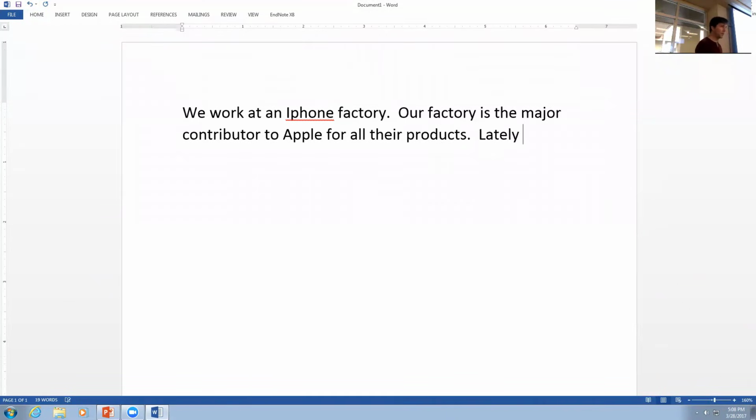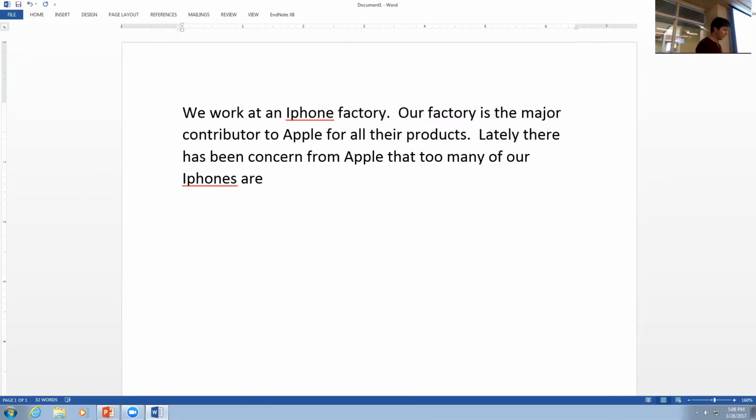Lately, there has been concern from Apple that too many of our iPhones are defective. Through strict auditing, we know that, let's do it this way. All right, let's change it to this: 98% of our iPhones work.